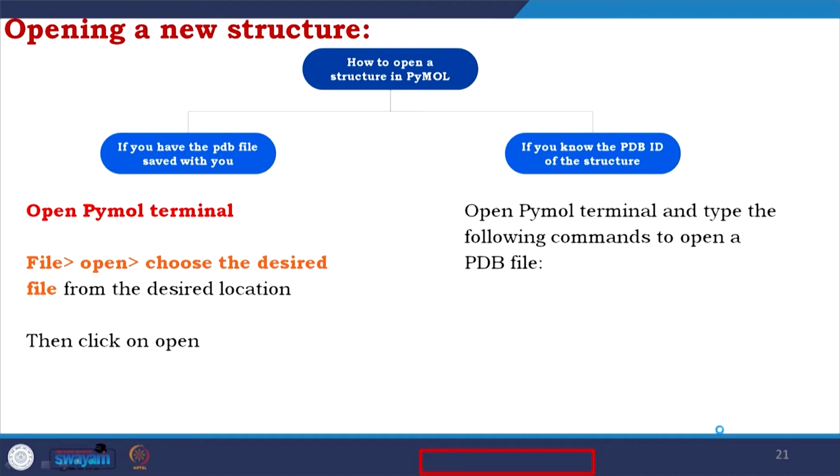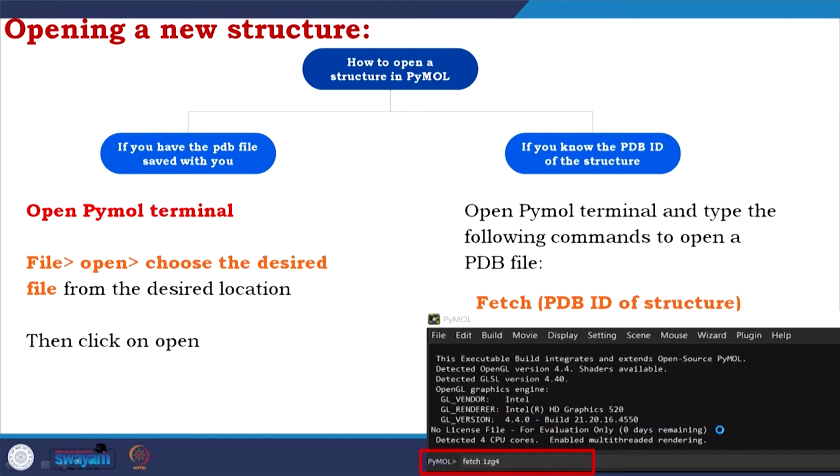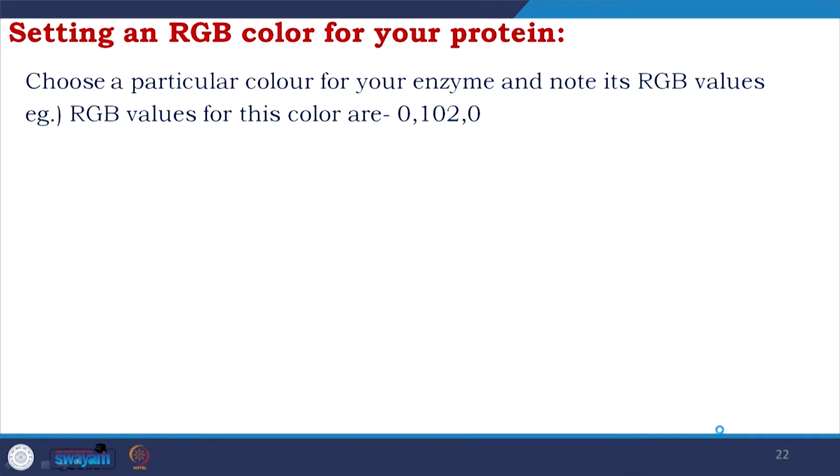If you know the PDB ID of the structure, open the Pymol terminal and type the following command to open the PDB file: fetch, then you put the PDB ID of the structure you want to see. Here, as I told, in this command you could put fetch and then the PDB ID. Here the PDB ID given is 1ZG4.